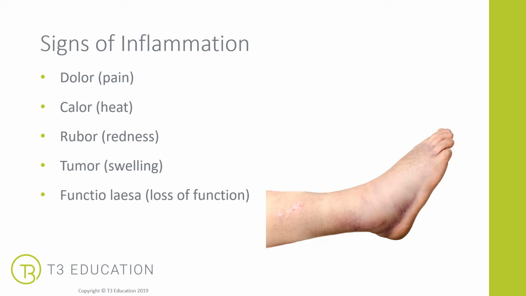The main signs of inflammation are pain, heat, redness, swelling, and loss of function. You may not see all of them with your client, but there are signs to look out for if you have a client that is presenting with a possible soft tissue injury or dysfunction. Use your palpation skills and your observation skills to help confirm these signs of inflammation.